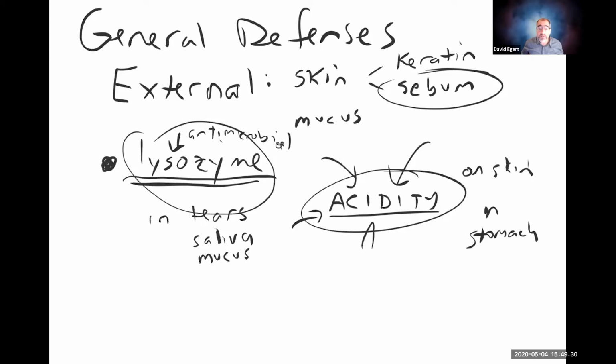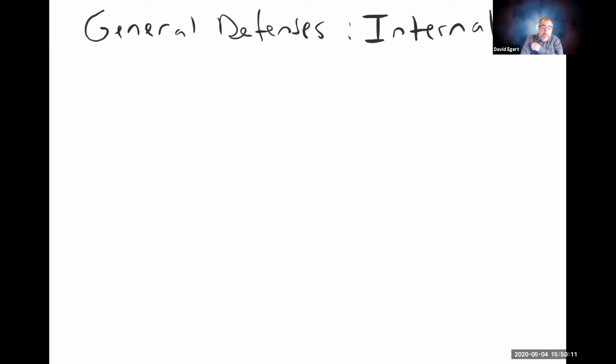Once we get to the lower parts of the digestive tract, it's loaded with bacteria, but there are no bacteria in the stomach itself. All right, so these are kind of external things that are trying to keep stuff from even ever crossing into the inside of your body. The next step is all the things that are waiting on the other side, assuming things do get into your body. So these are general defenses still, but internal. And there's going to be a lot of them.